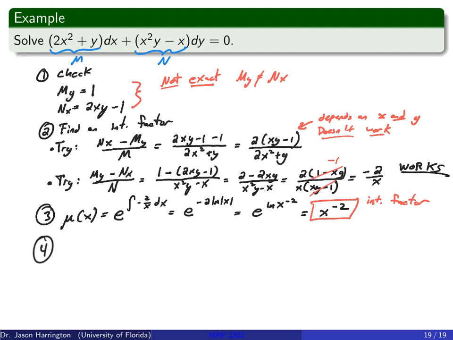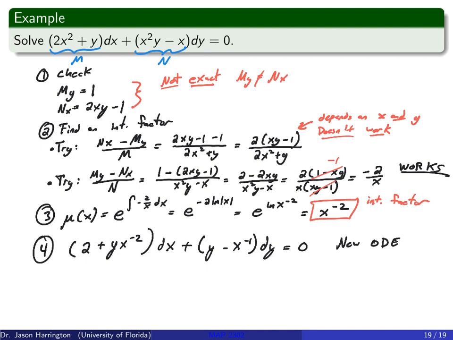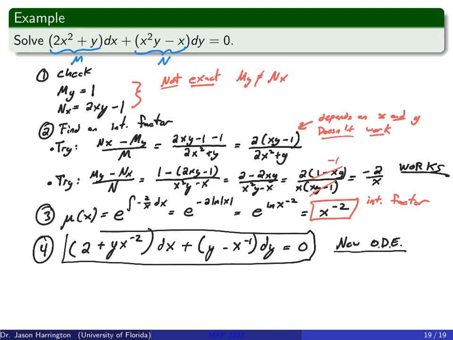Our ODE becomes, if I multiply it by x to the negative 2, 2 plus y times x to the negative 2 dx, plus the first term just becomes y, minus x to the negative 1 dy equals 0. So that's our new ODE. Just multiplying through by something doesn't change the answer, so let's go ahead and work this little guy out.